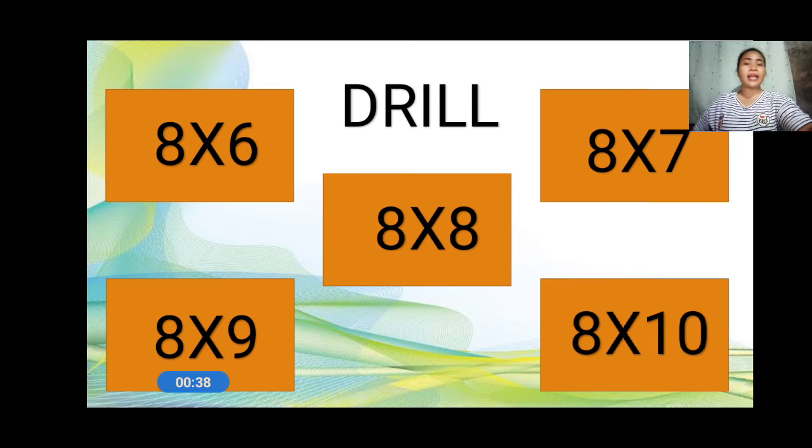So everyone, again, 8 times 6. Very good. 8 times 7. Okay. 8 times 8. 8 times 9. 8 times 10. Okay, all together, 8 times 6 equals 48. 8 times 7 equals 56. 8 times 8 equals 64. 8 times 9 equals 72. And 8 times 10 equals 80.